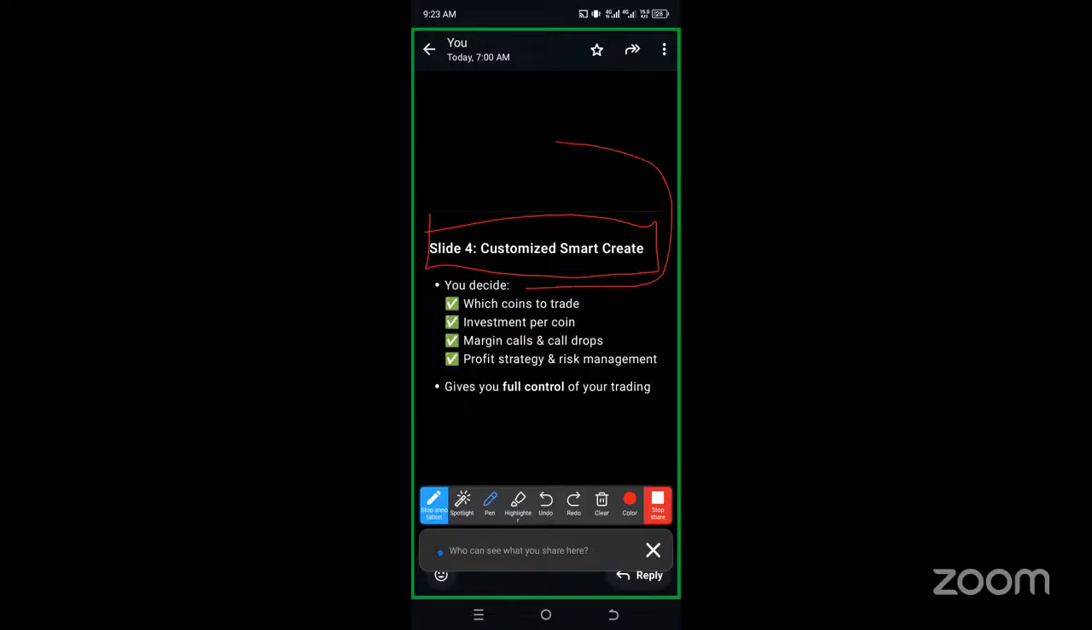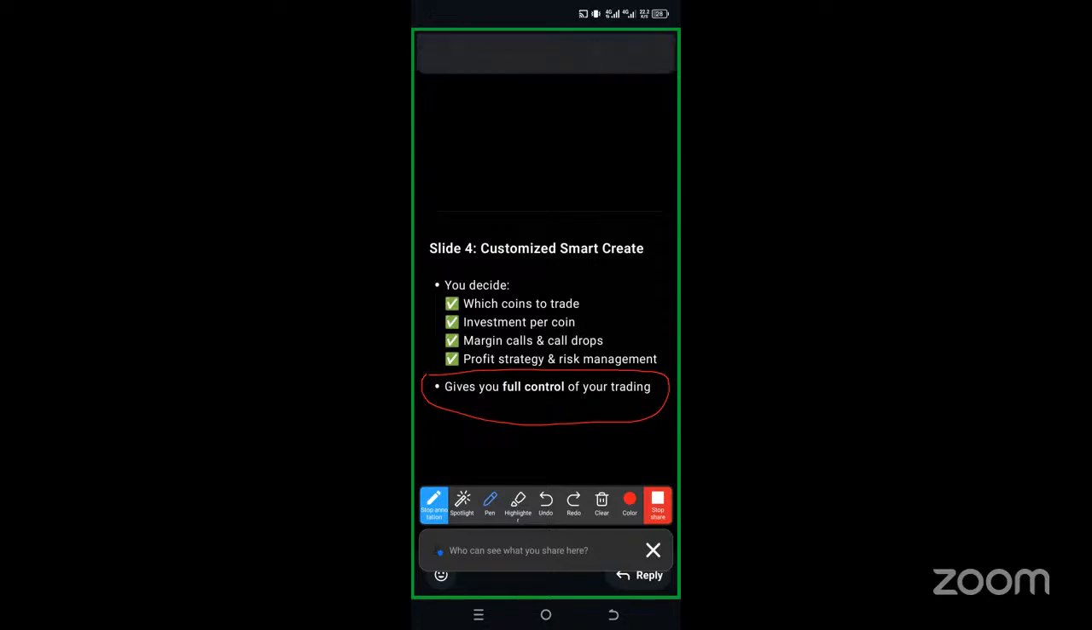Now, number 1, you decide. In default Smart Create, the robot decides because of the settings it has, but here you decide the following. Number 1, you decide which coins to trade. Number 2, you decide investment per coin. Number 3, you decide margin calls and drops. Number 4, you decide the profit strategy and risk management, and it gives you full control of your trading.